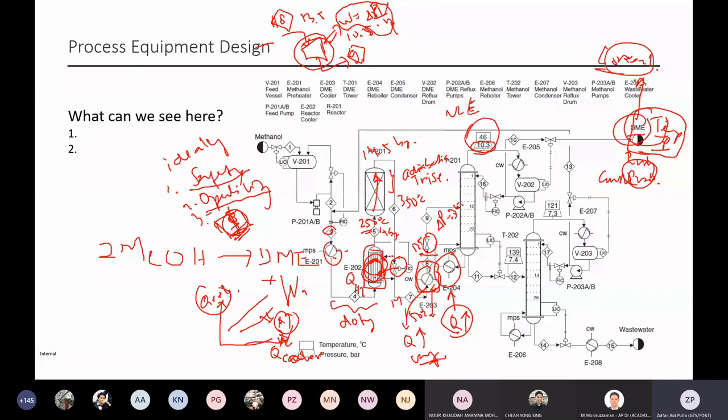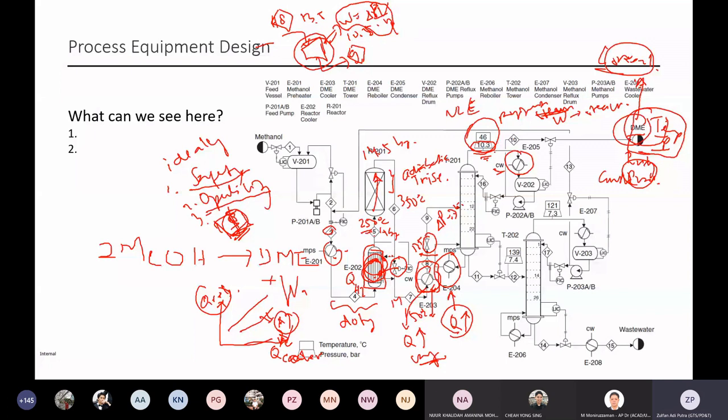And then the next question is, how are you going to condense this? You want to condense this fully, to be stored. Are you going to condense it with cooling water, or with refrigerant, or with steam? Not steam in this case, it's water at high pressure so that in the end you can make steam. Or with something else. Maybe an air cooler is enough.